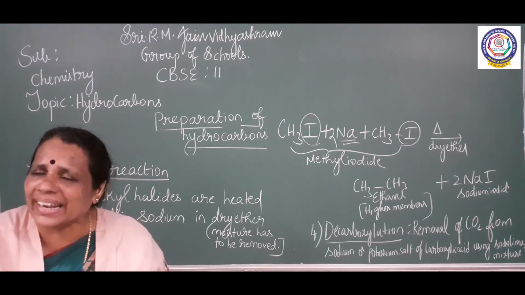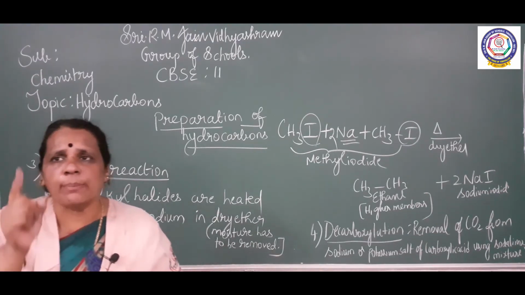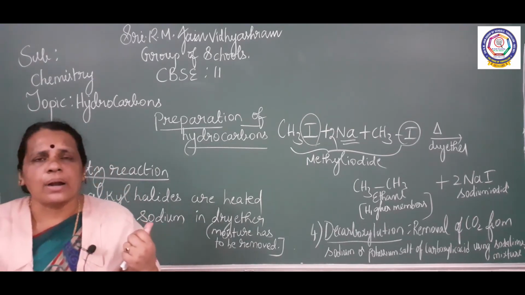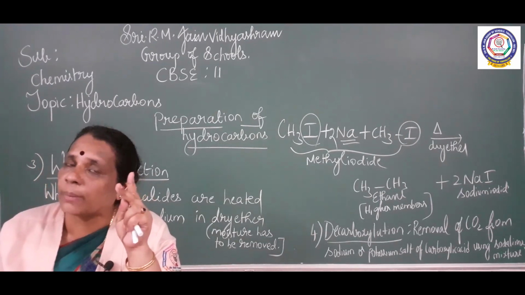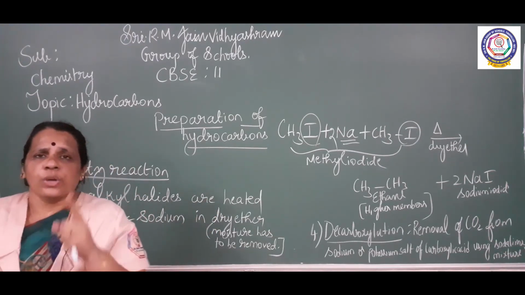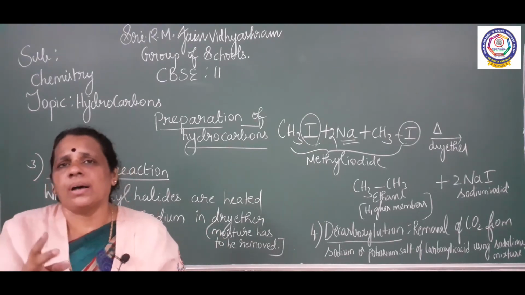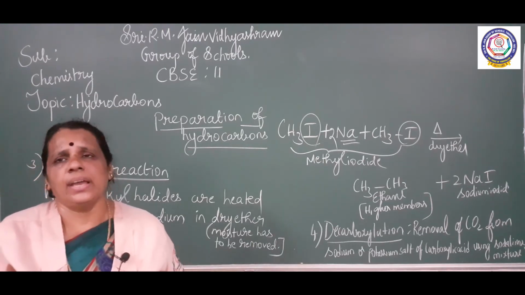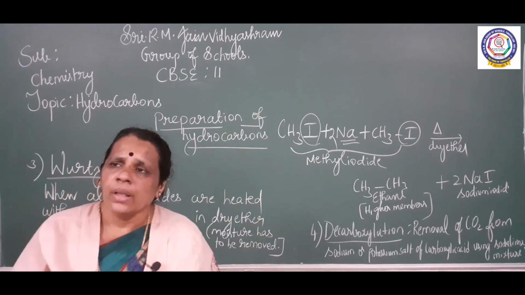So what is the condition? If we use soda lime mixture to get hydrocarbon from sodium or potassium salt of carboxylic acid, the product will have one carbon fewer. If there are two carbons in the reactant, the product will have only one carbon. If there are three carbons in the reactant, the product will have only two carbons, because one carbon is escaping as carbon dioxide gas. So this is decarboxylation. Based on this, we are going to see the reactions one by one.